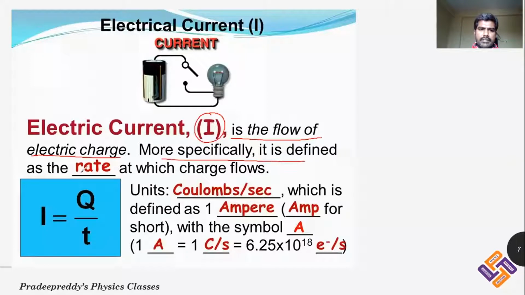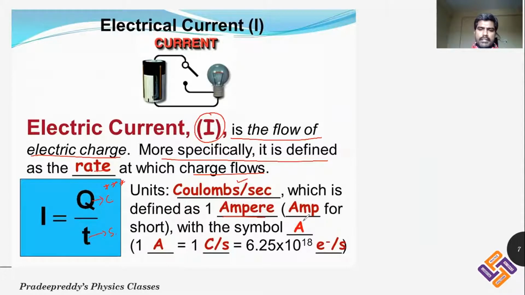It is defined as the rate at which charge flows, denoted by Q divided by T. The charge flow with respect to time is called electric current. The unit of electric current is coulomb per second. Charge has unit coulomb, time has unit second. Coulomb per second is also called ampere. So 1 coulomb per 1 second is called an ampere.